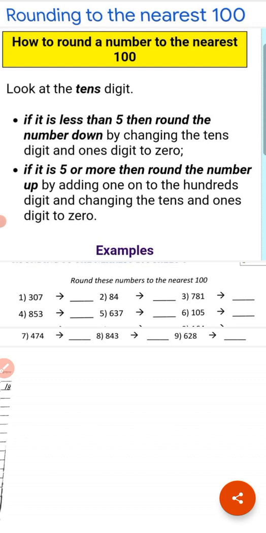If the tens digit is less than 5, that is 0, 1, 2, 3, 4, these numbers are less than 5, then replace the tens digit and the ones digit by 0 and keep the other digit as they are. Okay, replace the tens and ones digit by 0. Replace means you should change that digit to 0. Okay, then keep the other digit as there.